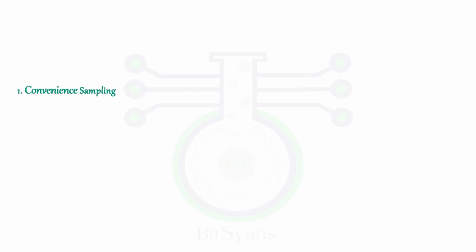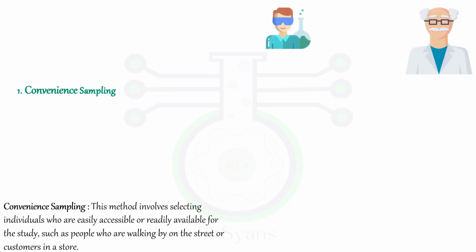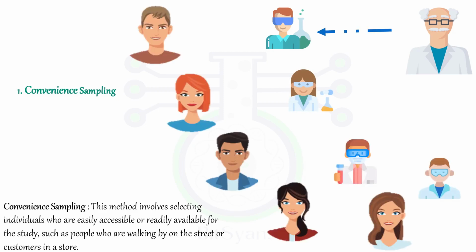Convenience sampling. This method involves selecting individuals who are easily accessible or readily available for the study, such as people who are walking by on the street or customers in a store. For example, a scientist wants to understand the effect of a newly discovered drug. Instead of collecting data randomly, he decides to collect it from his fellow researchers.